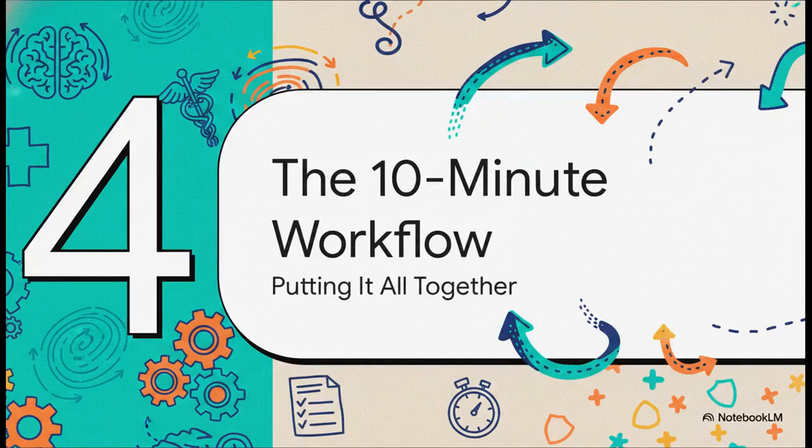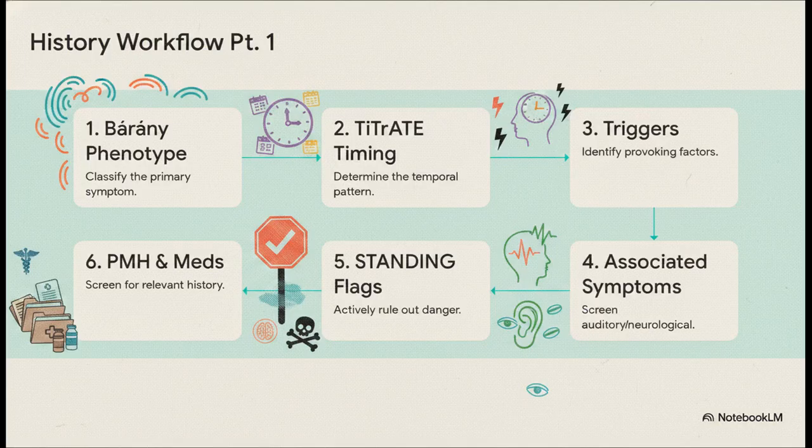Okay, so now we have all the pieces of the puzzle. We've got our frameworks, we've got our standing safety net, and we've got our context clues. Let's put it all together into one super efficient process, the 10-minute workflow that's going to become second nature for you. This whole workflow is like a diagnostic funnel. It's a logical sequence. We start broad, classifying the main symptom with a Bárány phenotype. Then, we use titrate to narrow things down by timing and triggers. After a quick screen for other symptoms, we run our critical standing safety check, and then we layer on that final context from their medical and medication history.